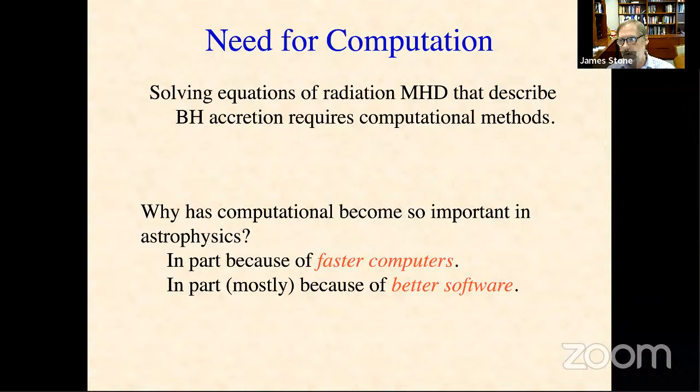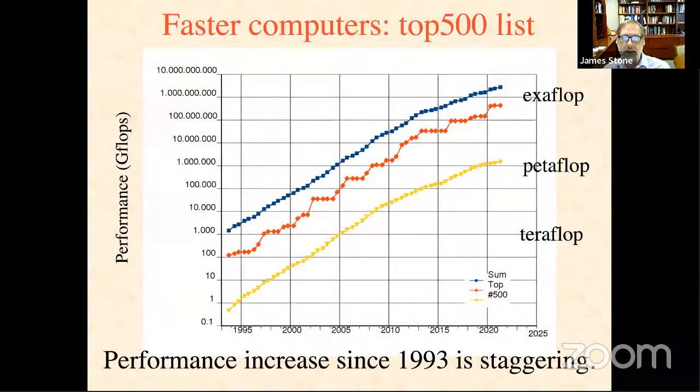And why are they so useful and important? Partially because of faster computers, mostly because of better software. So I want to just say a couple of words about the computational approaches used here. The faster computers, if you're not aware, or if you've not seen this before, you might find this of interest. This so-called Top 500 list is a list of the world's fastest computers. The red line is the #1 computer at any given date and time.